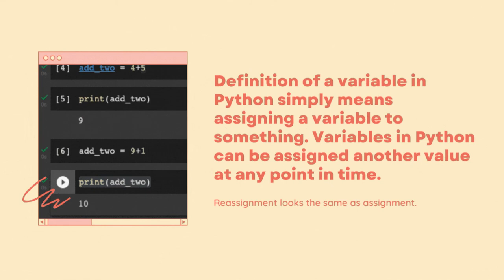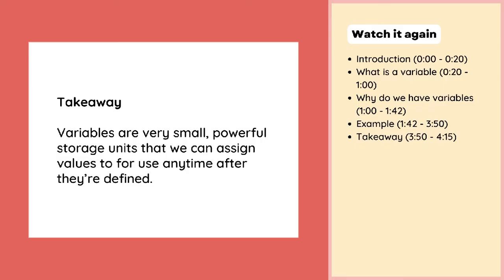So this was a pretty simple example, but it showcases the power of variables. Variables are very small, powerful storage units that we can assign values to and use any time after they're defined. Defining a variable in Python simply means assigning a value to it. Variables in Python can be assigned other values at any point in time, and reassignment, thankfully, looks the exact same as assignment. I hope you all enjoyed this lesson on variables.